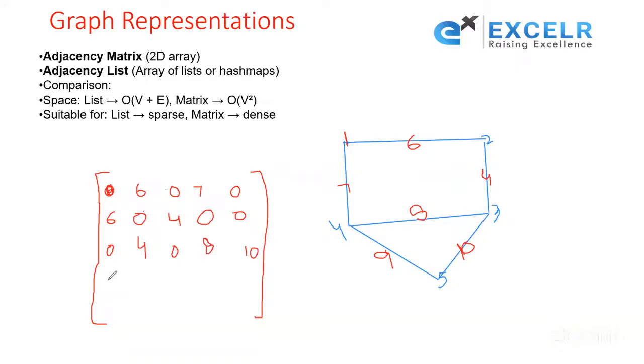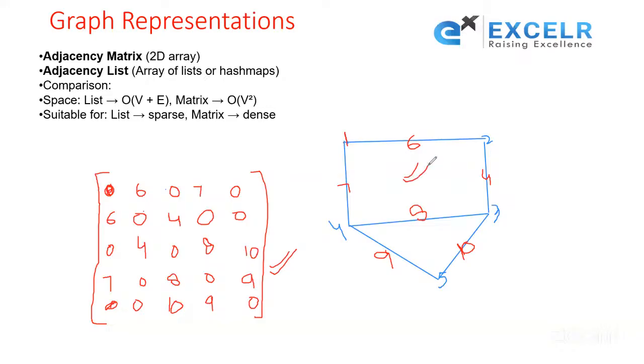4 to 1 is 7. 4 to 2 is 0. 4 to 3 is 8. 4 to 4 is 0. 4 to 5 is 9. 5 to 1, 0. 5 to 2, 0. 5 to 3, 10. 5 to 4, 9. 5 to 5, 0. So this is the adjacency matrix representation of this graph.